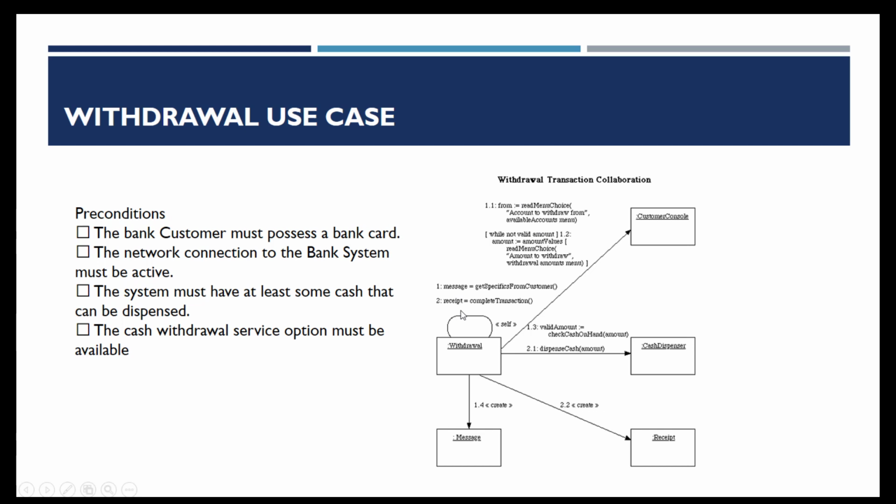This is the schematic way of showing this. So it's basically the same thing that we write in these preconditions. So to do the withdrawal, the cash dispenser should be available, and there must be a customer console to enter some amount. And then once the operation is done, it should return a receipt or message the user. And we'll take a look at that in detail in our next slide.